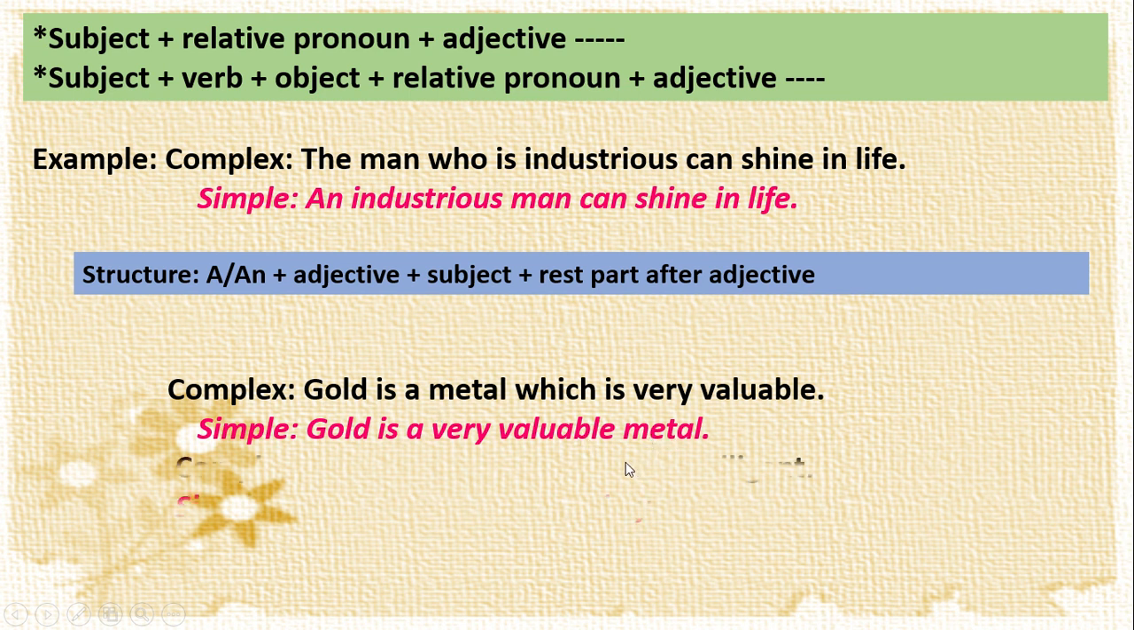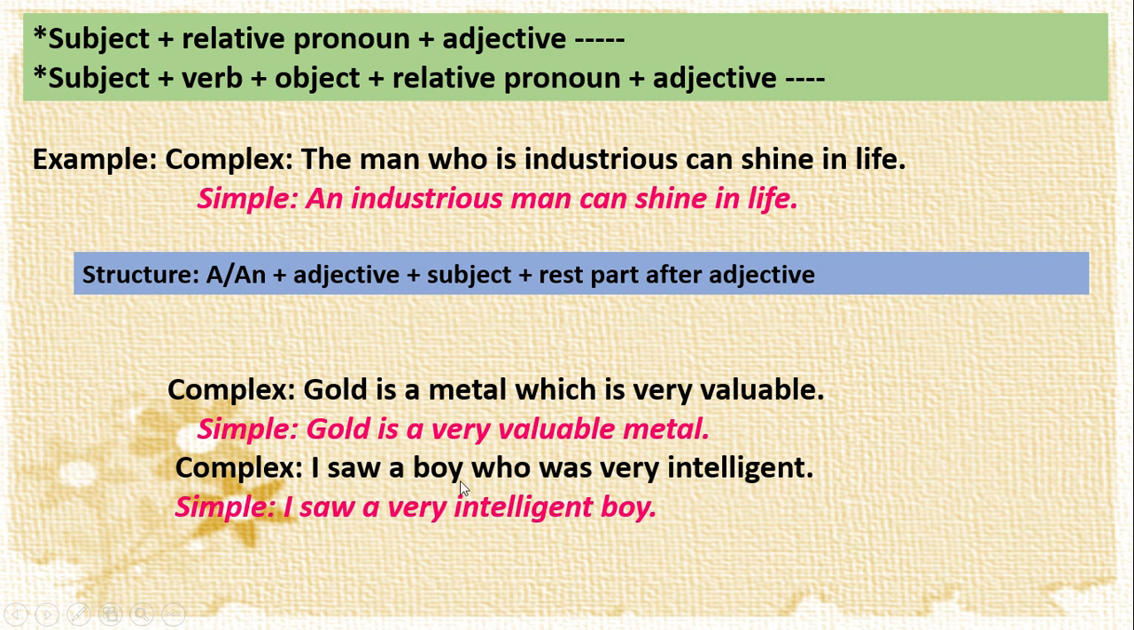Another example for you. I saw a boy who was very intelligent. It will be: I saw a very intelligent boy.